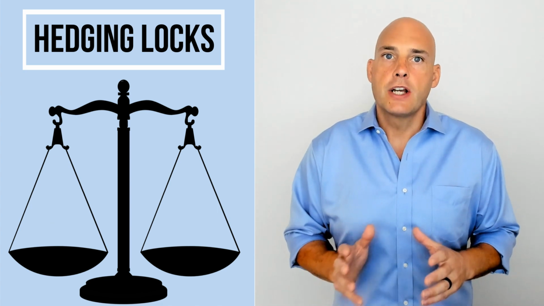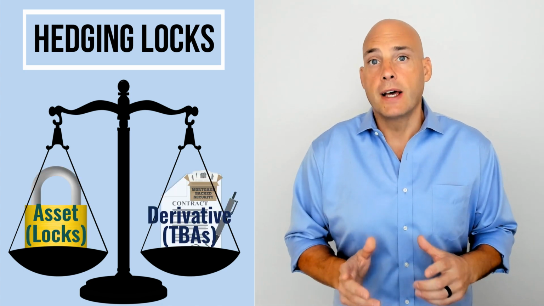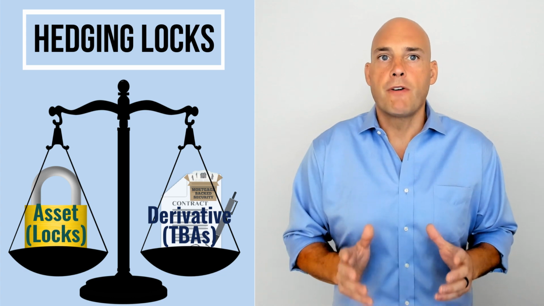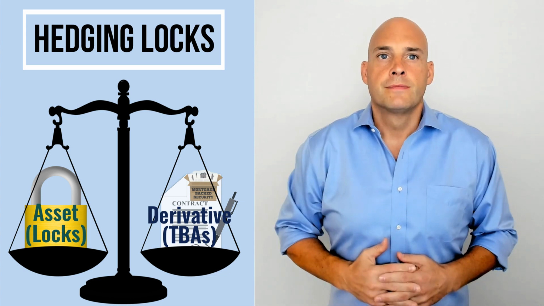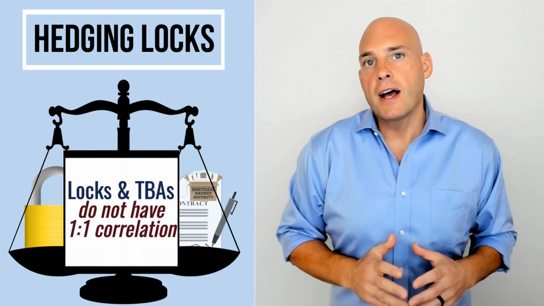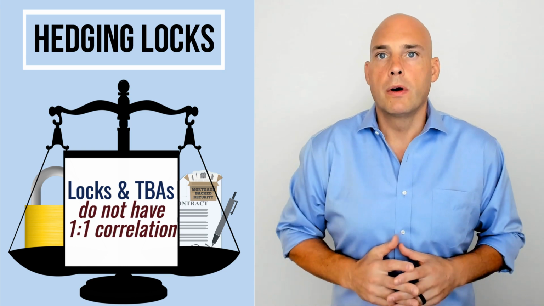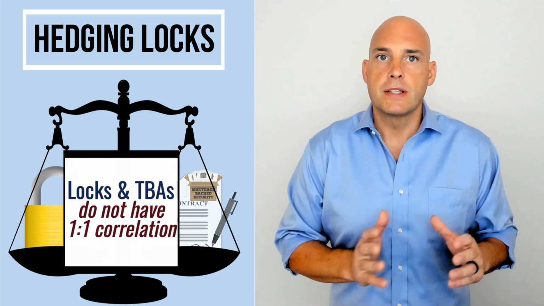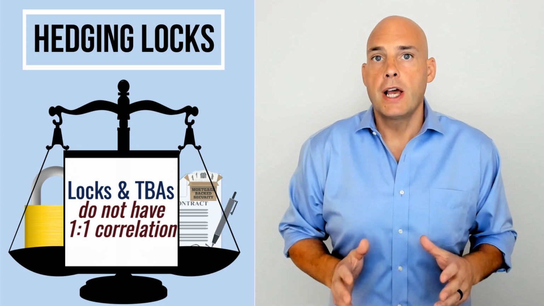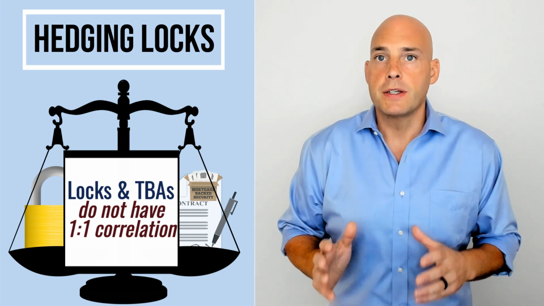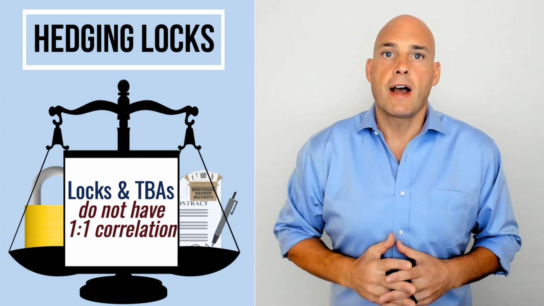In the case of hedging a mortgage pipeline, the locks are the asset, and TBAs are the most commonly used financial derivative for hedging locks. We also mentioned that the value of locks and TBAs do not have a one-to-one correlation, primarily because of things like changes to fallout, renegotiation, and varying degrees of market sensitivity, along with other contributing factors as well.